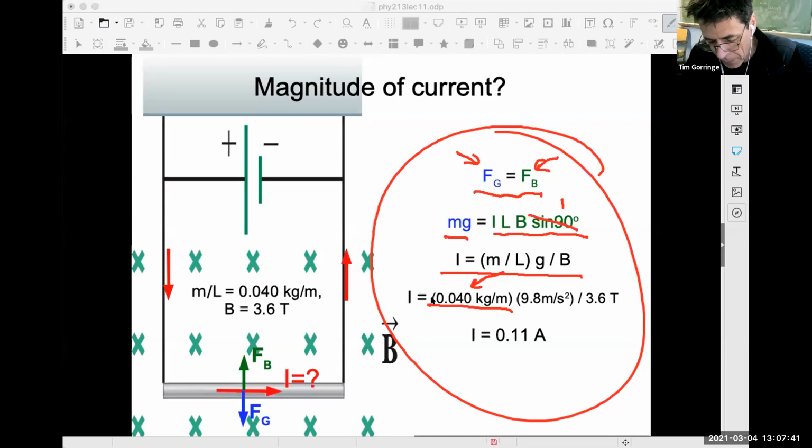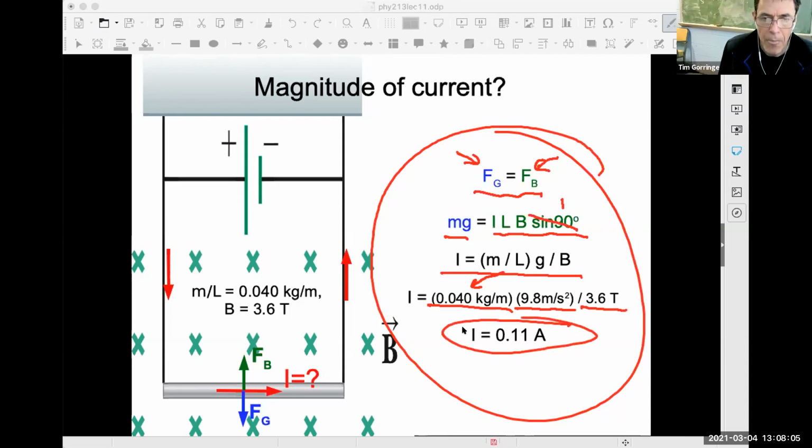That's this number here. And then we're immersed in a gravitational field. Here's the gravitational field, g. We're immersed in a magnetic field. Here's the magnetic field, that's 3.6 Tesla. And that's the reason that there are two forces, the reason there is this balance between the forces. When I multiply all these numbers out, this is the current you need. It's 0.11 amps, or 110 milliamps. That's the magic current that floats the conductor in the magnetic and gravitational fields.